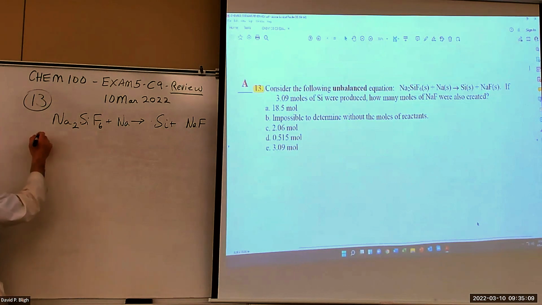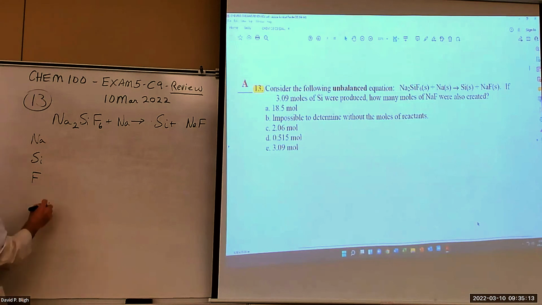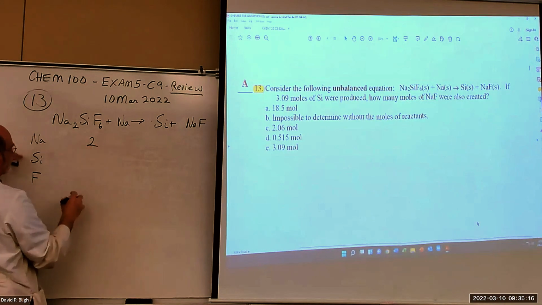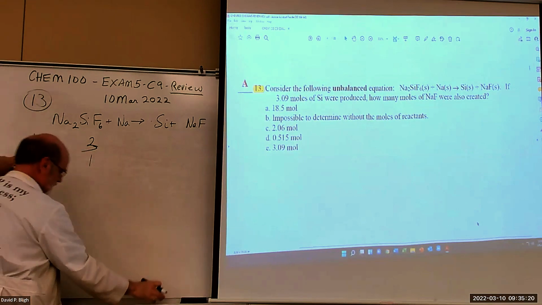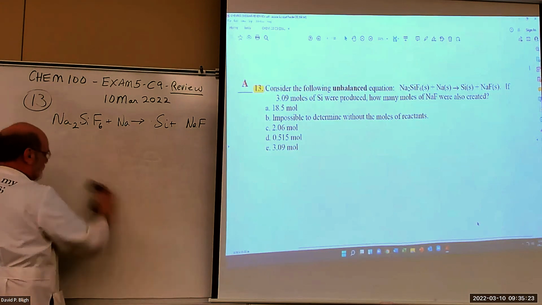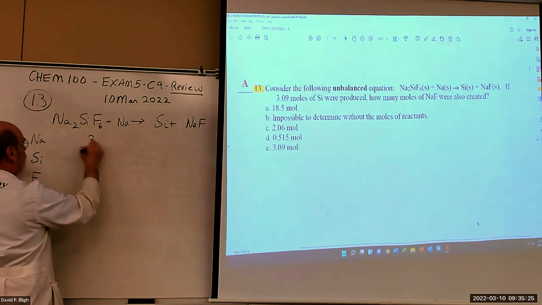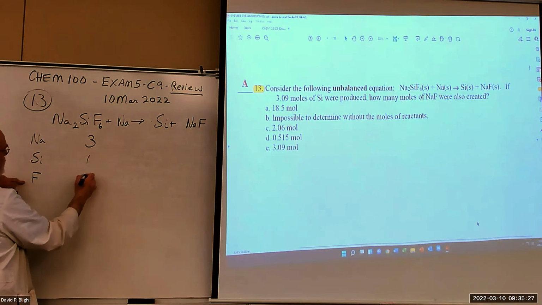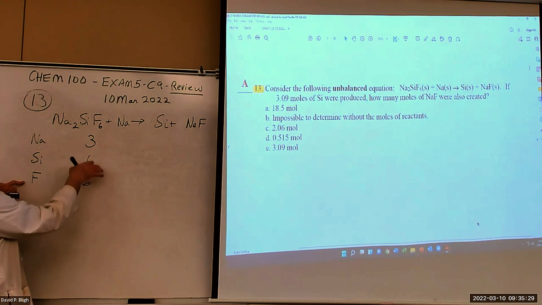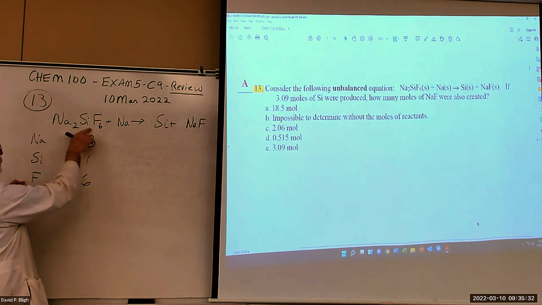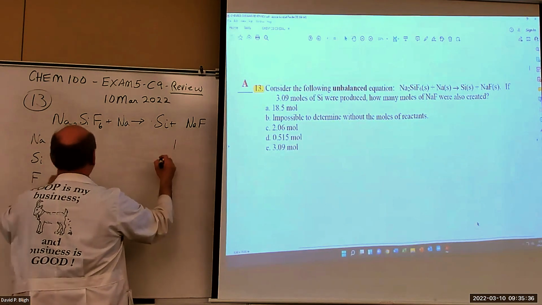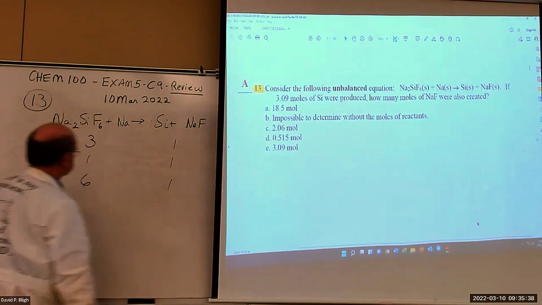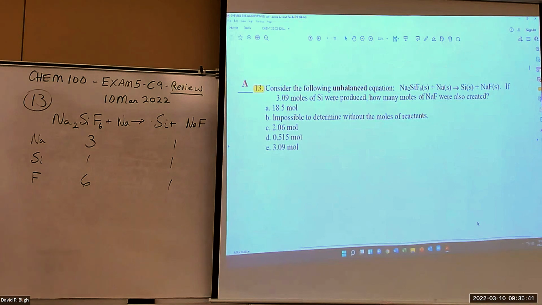This is more complicated than I thought. Sodium, silicon, fluorine. Okay. 2 sodiums. 3 sodiums. All right. Wake up, Dave. 3 sodiums, 1 silicon, 6 fluorine. That would be 10, 2, 3, 10, that's right. And this one has 1 sodium, 1 silicon, 1 fluorine. Okay.